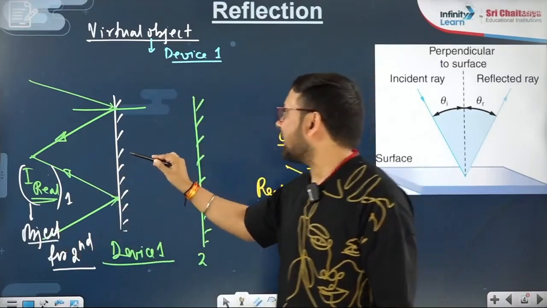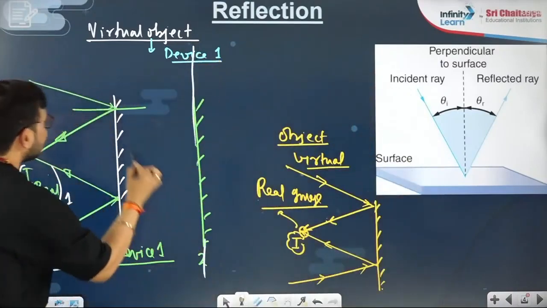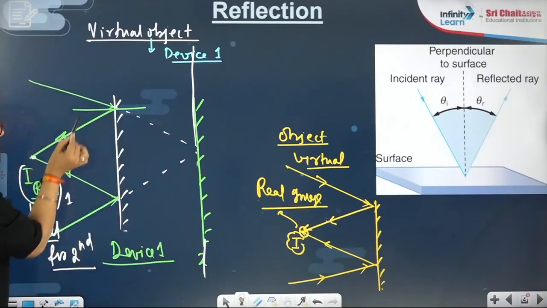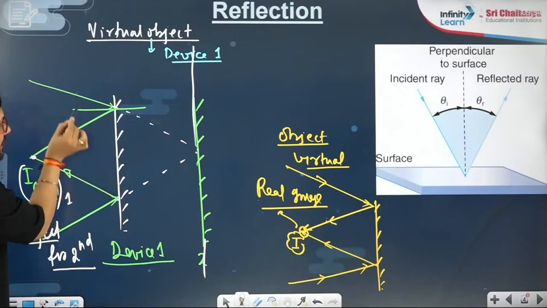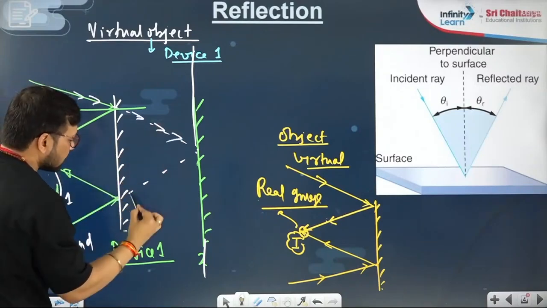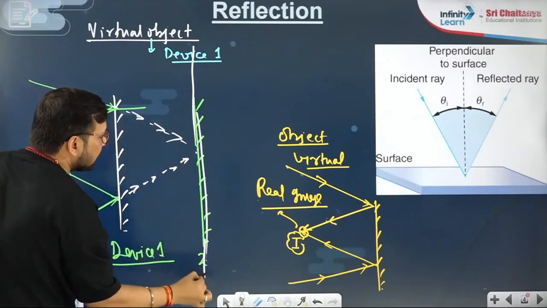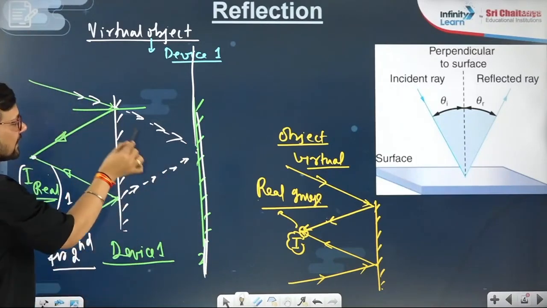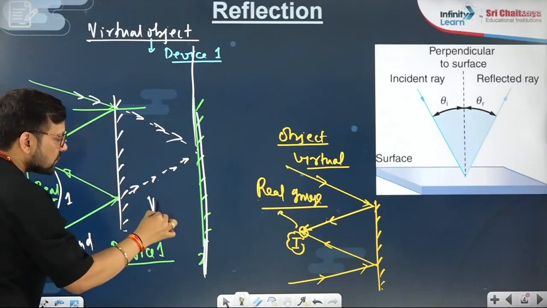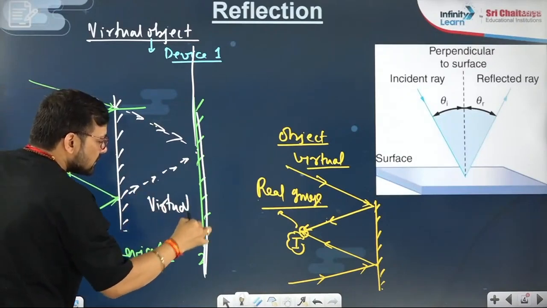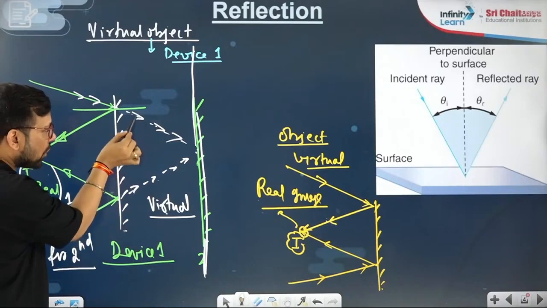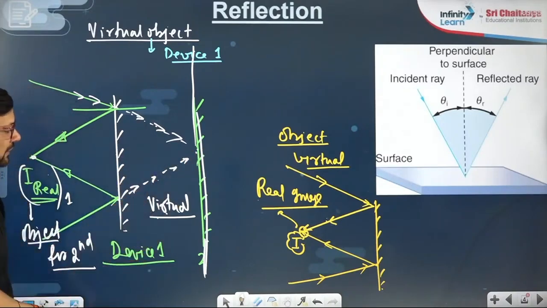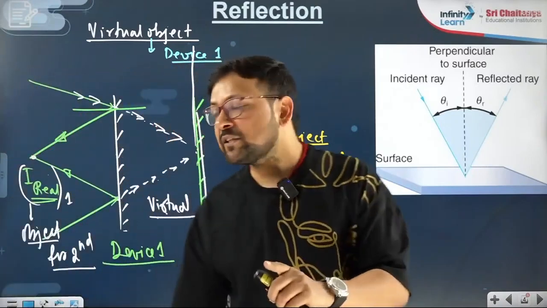And this object for the second device, if I take the second device, the rays are actually like this. If device 1 had not been present, these rays would have been going like this. And on the second, it is what? Converging. So on the second device it is converging, but converging is virtual, because no rays are actually going there. Dotted lines mean virtual rays are going. And if the object is virtual, the image will be real only. So that's the point for the second device.